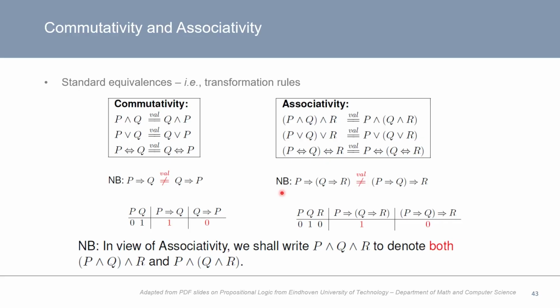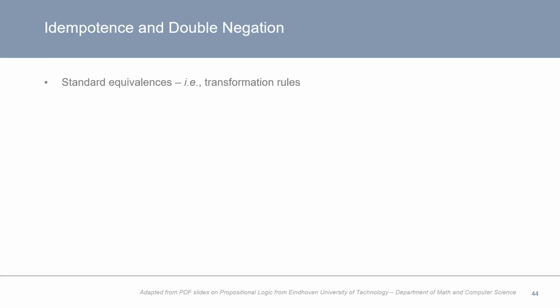In case you're not familiar, the abbreviation NB denotes Latin academic notation that translates to "note well," which indicates something that readers should pay special attention to, such as a critical assumption. Now let's examine idempotence and double negation as standard equivalences.